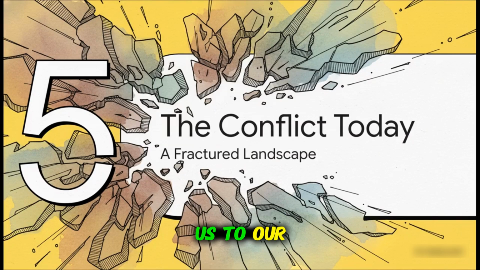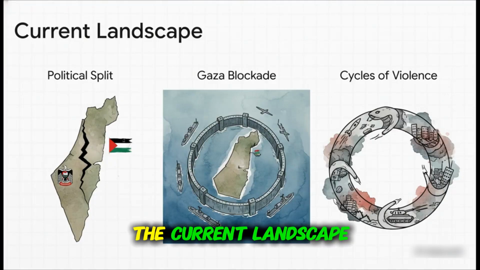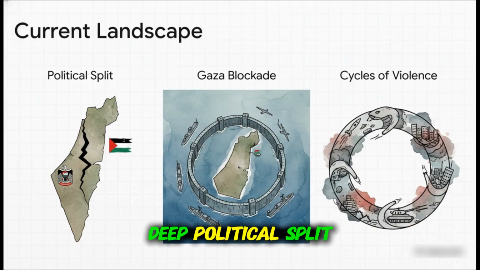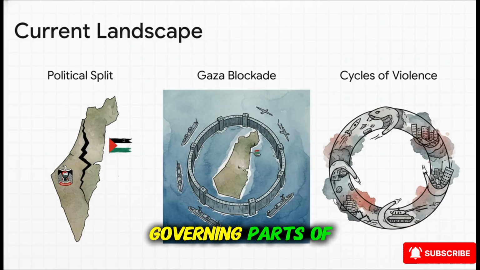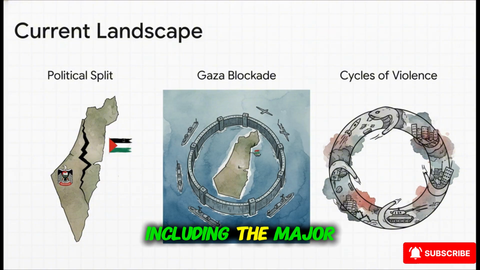So this brings us to our final section, how all these unresolved issues manifest in the conflict today, creating what is a deeply fractured political and geographical landscape. The current landscape is really defined by three key realities. First, there's a deep political split, with the Palestinian Authority governing parts of the West Bank while the militant group Hamas controls Gaza. Second, a severe land, air, and sea blockade has been imposed on Gaza by Israel and Egypt since 2007. And third, these factors have contributed to recurring cycles of devastating violence, including the major war that began in October 2023.